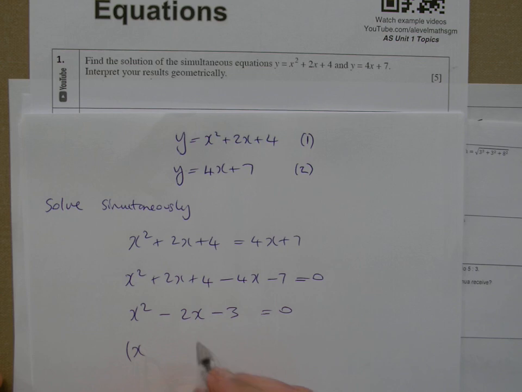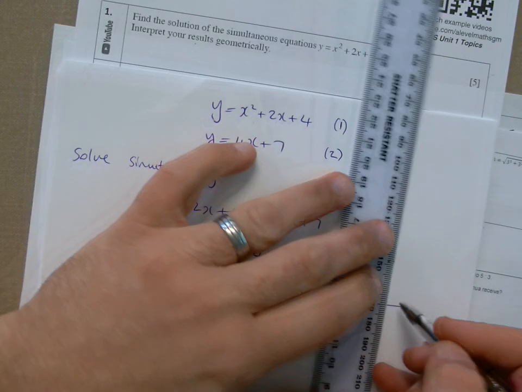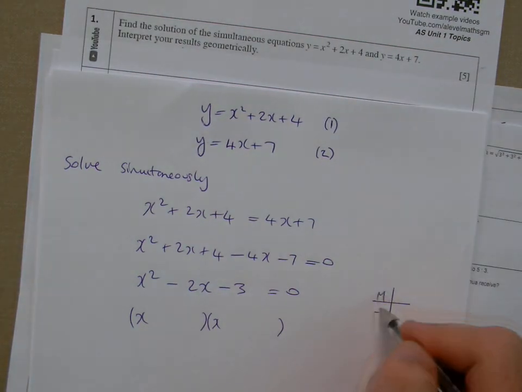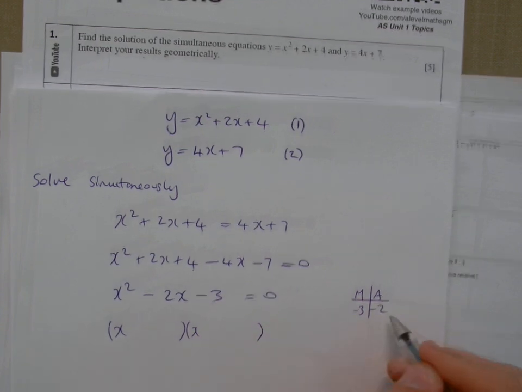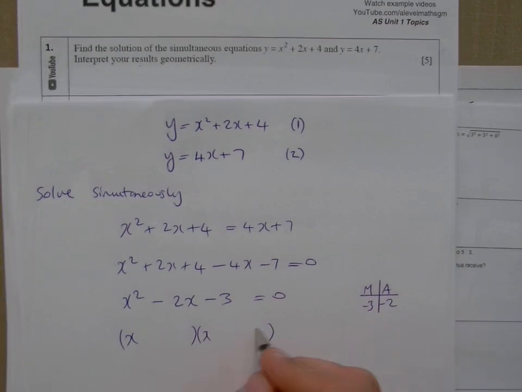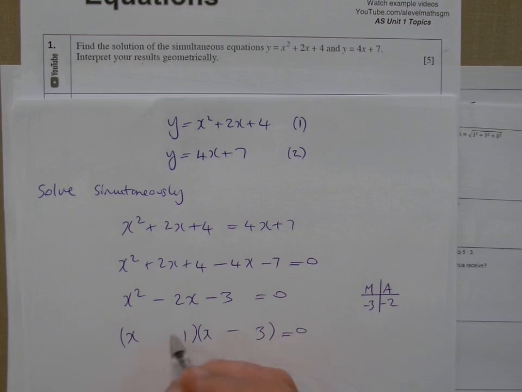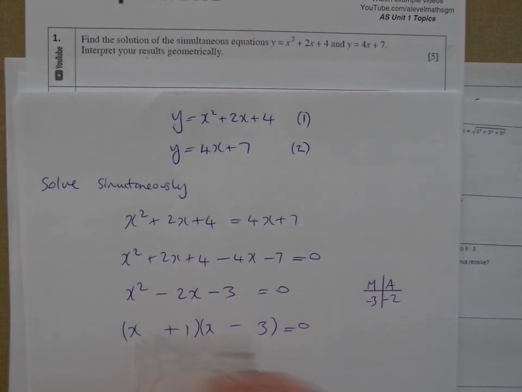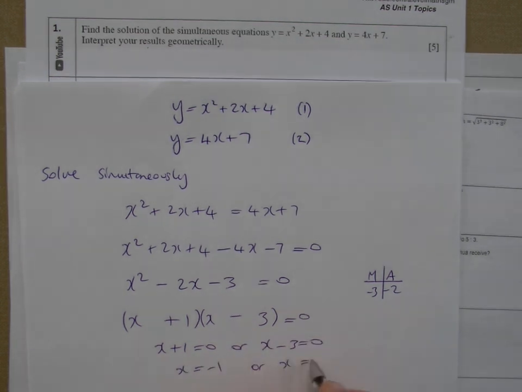So in this case, you put x in both brackets. Now you need two values that multiply to give minus 3 and add up to give minus 2. So two values are, if you think about it, 3 and 1, and it'll be minus 3 plus 1. So that means two brackets multiplied equal to 0. So either the first one is 0 or the second one is 0. So that means x will equal minus 1 or x will equal 3.